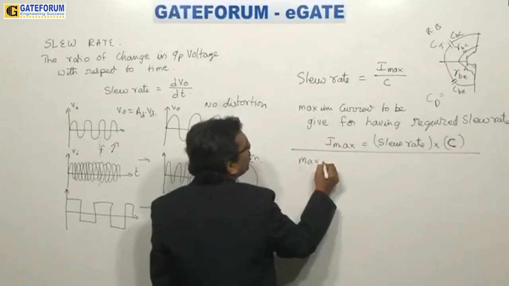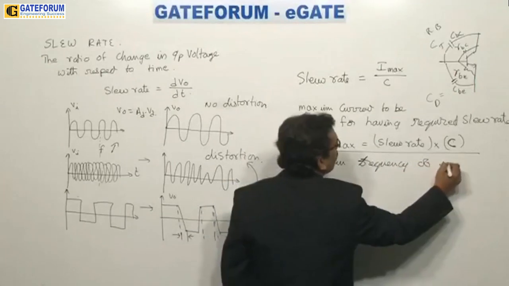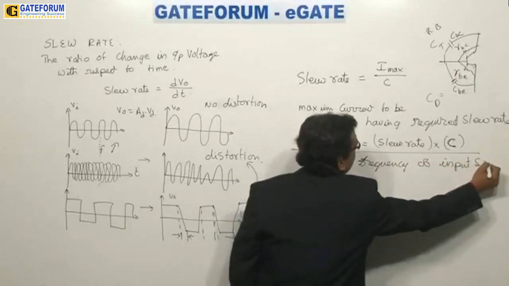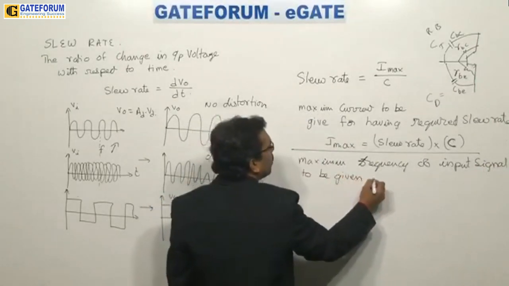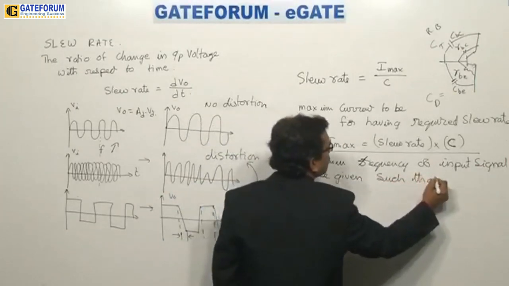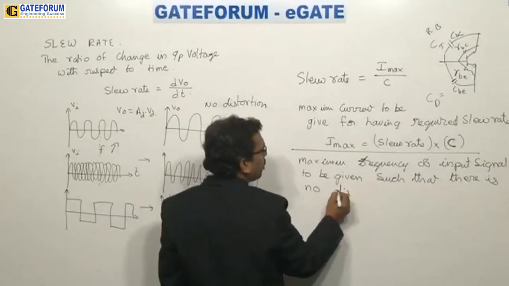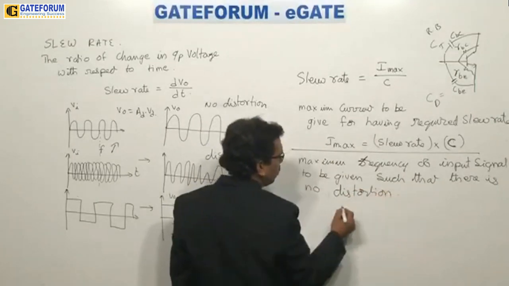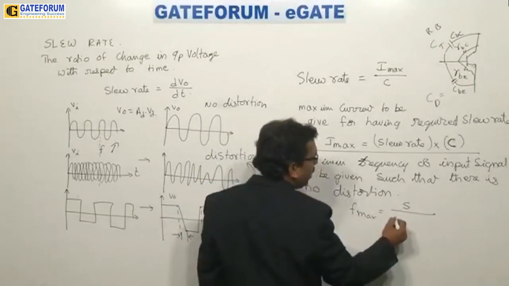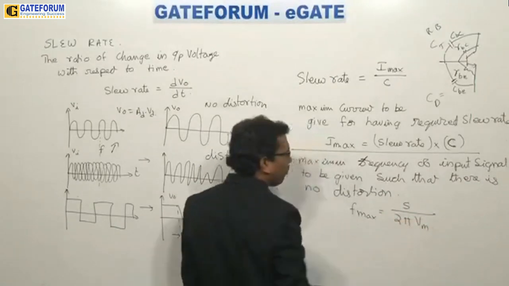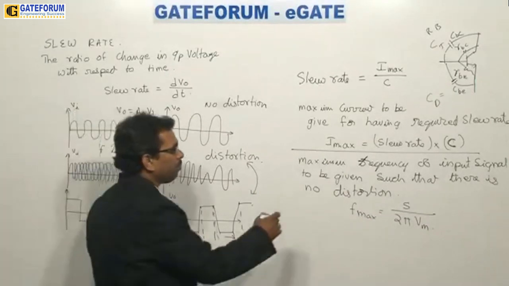Next, maximum frequency of input signal to be given such that there is no distortion. F max, maximum frequency, is equal to slew rate divided by 2 pi Vm.